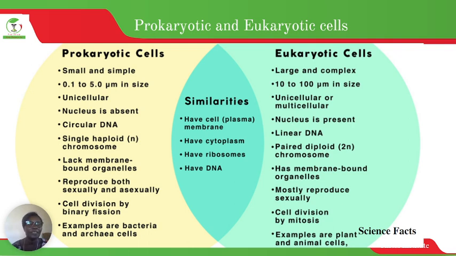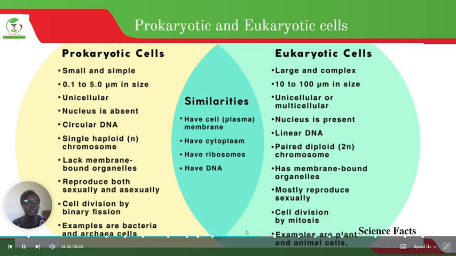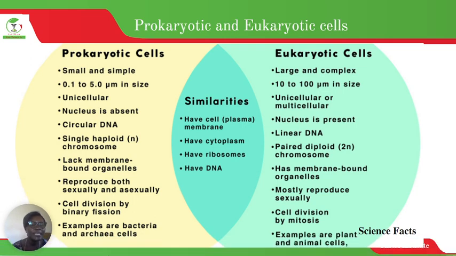Then the prokaryotic cells undergo cell division by the process of binary fission, whereas the eukaryotic cells undergo cell division by the process of mitosis. Then the examples of prokaryotic cells include bacteria and archaea cells, whereas examples of eukaryotic cells include animal cells and plant cells.